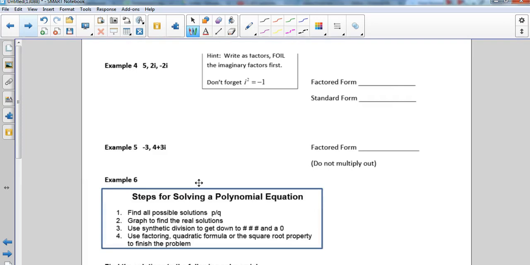Hint: write as factors, then FOIL the imaginary factors first. This is kind of important. Don't forget i squared is equal to negative 1. So, example 4, we have 5, 2i, negative 2i. So, factored form first, x minus 5. Then, x minus 2i, and x minus a negative, which is plus 2i.